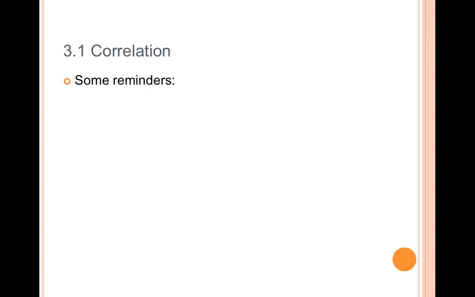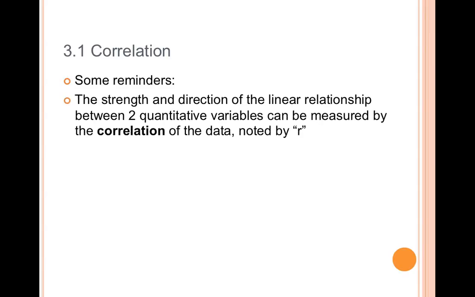First, I need to give you some reminders about correlation because it's been a few days since we talked about it. Correlation measures the strength as well as the direction of the linear relationship between 2 quantitative variables. The strength is measured by how close the value of the correlation is to 1 or -1. The closer it is to 1, the stronger it is. The closer it is to -1, the stronger it is. The direction is indicated by whether it's positive or negative.